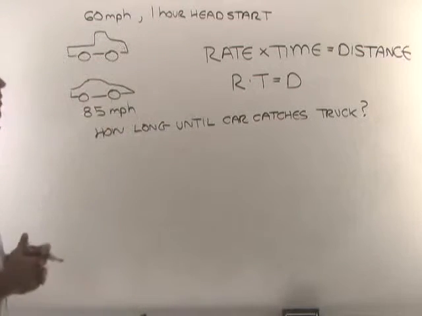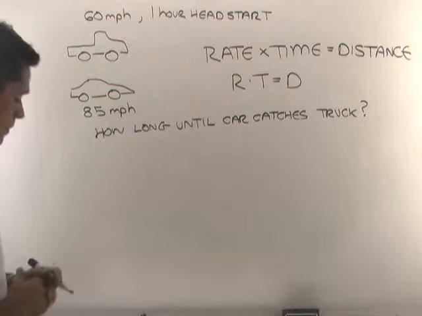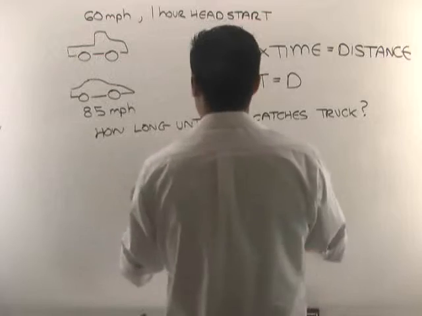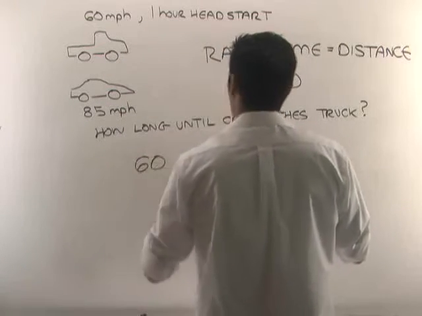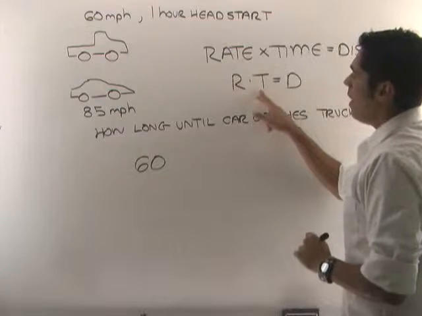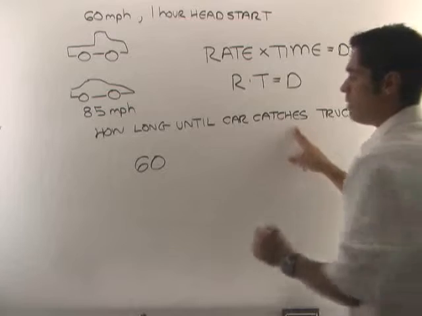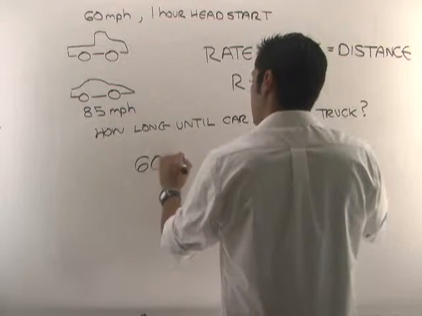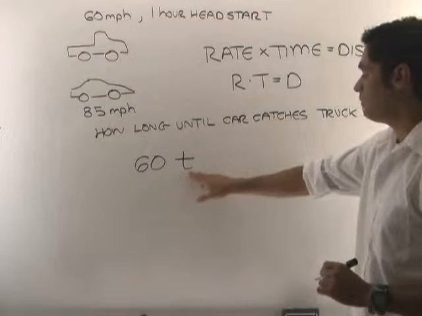So let's write down some information for both of these, the truck and the car. Let's look at the first one. What is the rate of the truck? Well, the rate of the truck is 60. Now, what is the time that the truck is going to travel when it gets caught? Well, let's just say we don't know. So this T is the time at which the truck is going to be caught.